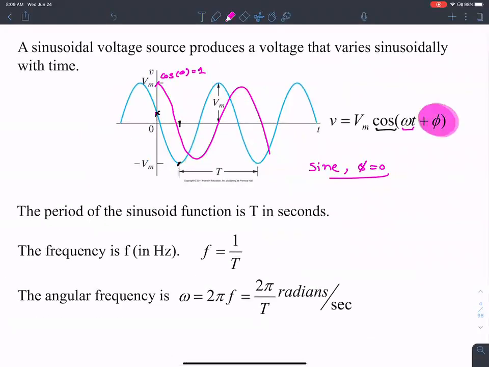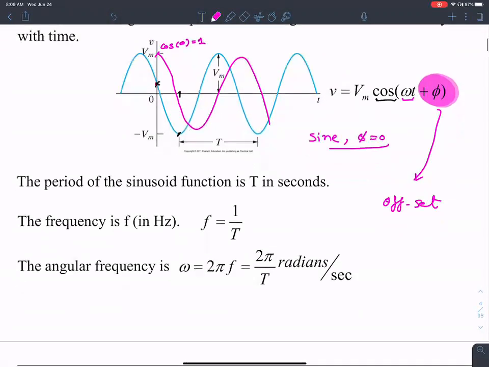Would that offset at the origin be a phase shift? Yes, the offset is expressed in terms of phase shift. So the offset can be quantified in terms of the phase. Let me write it here. This represents the offset.